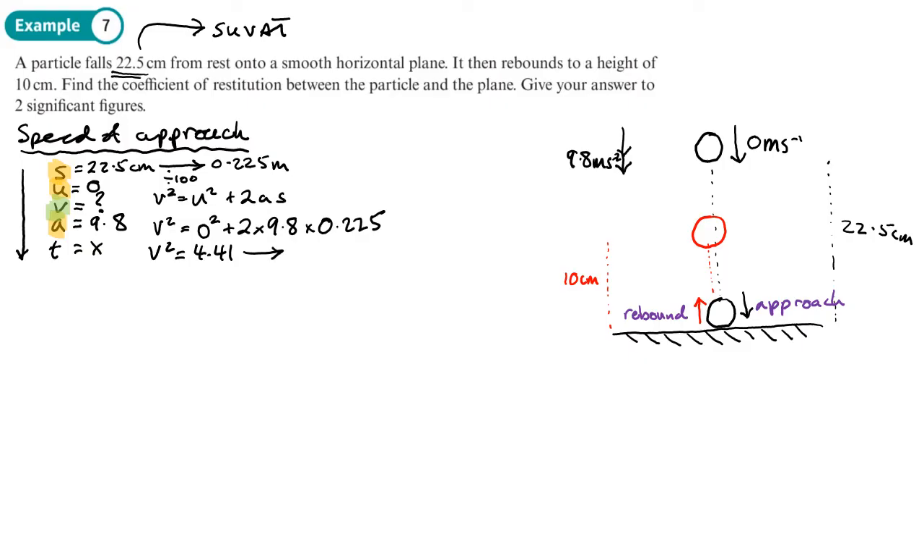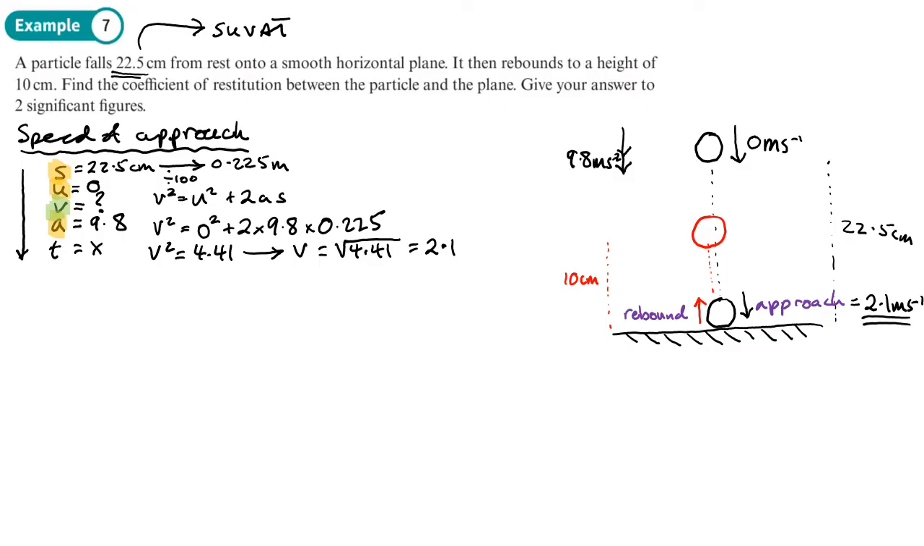So V is going to be the square root of that. Now I might write this down in case I don't get a nice number. I might leave it as root 441. So square root of that. Oh, it does work out nice. It works out as 2.1, so I can use that in my answer. Right, so the speed of approach, the speed it hits the ground, is 2.1 meters per second.